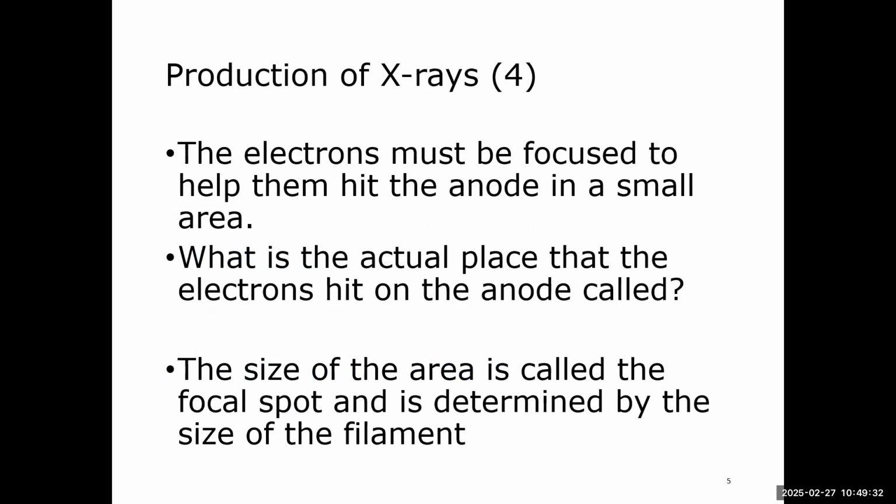So the electrons have to be focused to help them hit the anode in a small area. What is the actual place that the electrons hit on the anode called? The target. And the size of that area is called the focal spot and is determined by the size of the filament. So when you choose large, generally there's only 2 choices. Some machines may have 3, but most of the time it's 2. So when you choose the focal spot, you're choosing which filament size is going to be used.